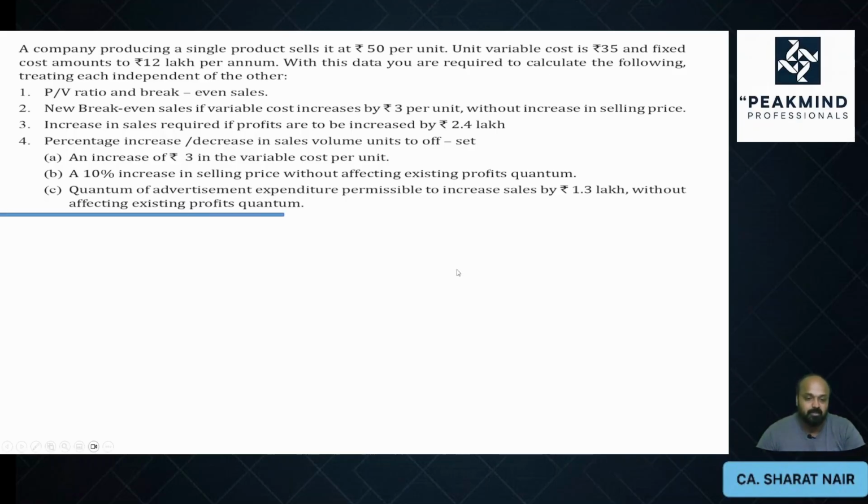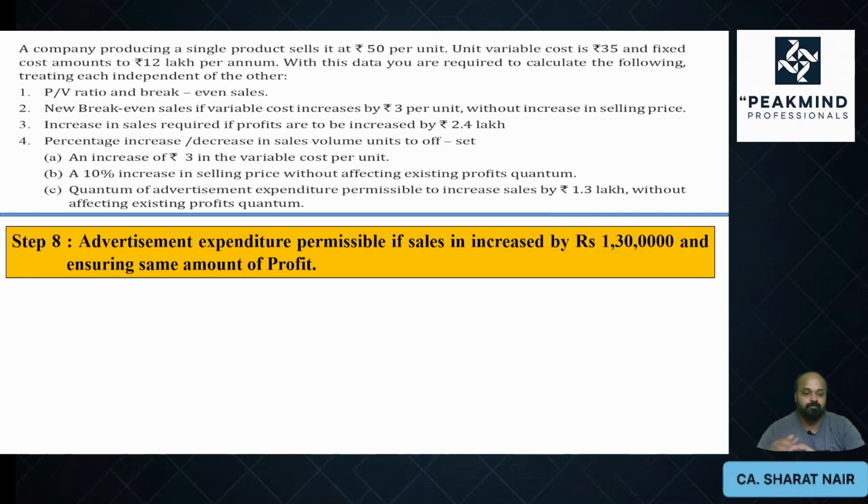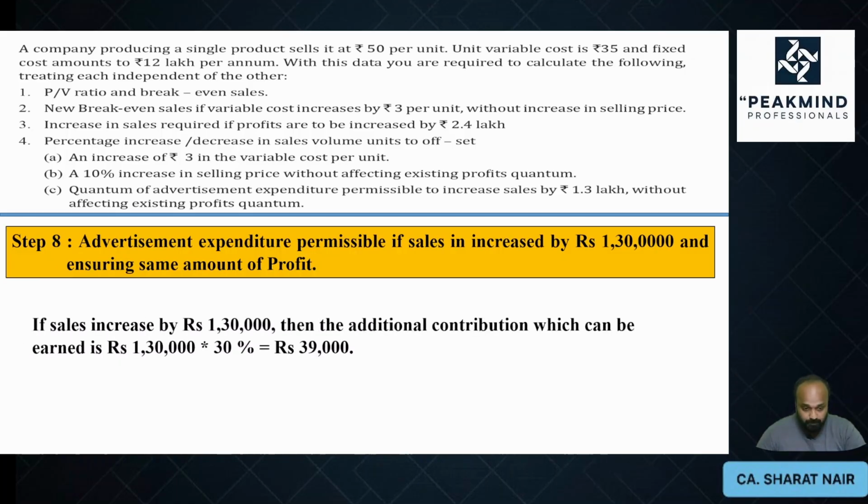Now let's start finding out that answer. Now see here, if my sales increase by 1,30,000, what is my additional revenue which I get? That is the additional contribution I will get. It is nothing but 1,30,000 additional sales into my PV ratio, which is 30%. So how much will I get? 1,30,000 into 30% gives me 39,000 rupees. Now, which means the sales revenue increases by 39,000. That is, the contribution increased by 39,000. My profit would have also increased by 39,000.